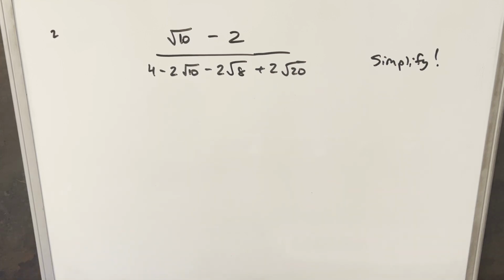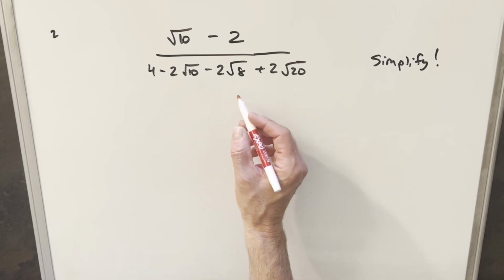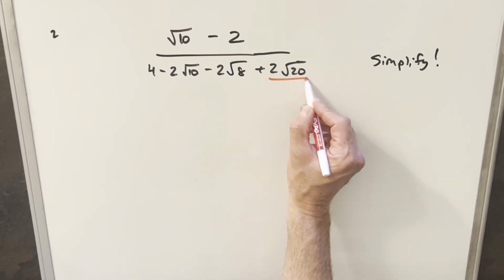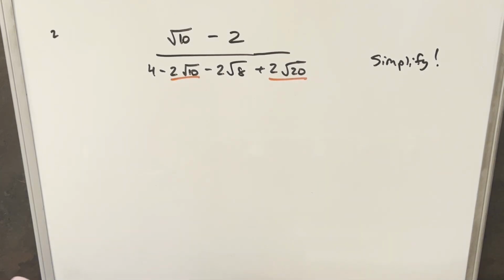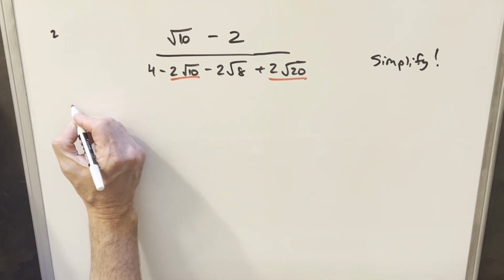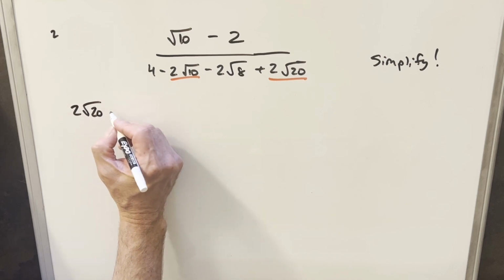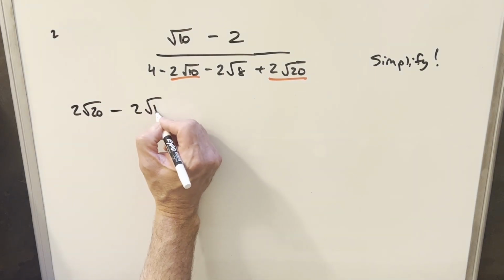So what I want to do is break this apart and find some similarities, like this 2 square root of 20 looks like maybe it goes with this 2 square root of 10, or I can do something with that. So let's just look at that separately. I'm going to write this down as 2 square root of 20 minus 2 square root of 10.